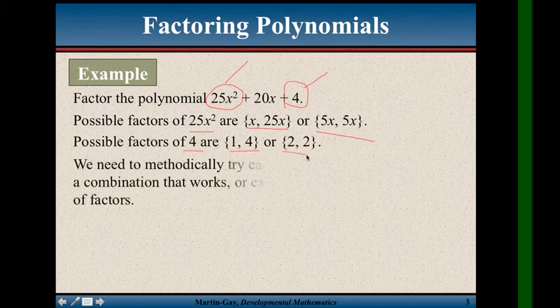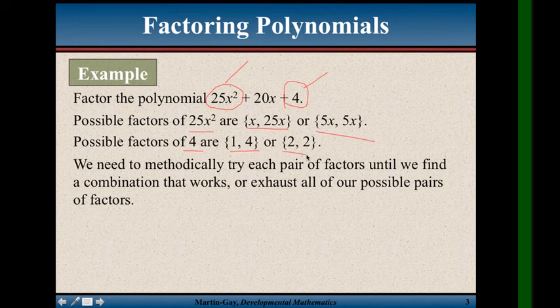Then we need to methodically try each pair of factors until we find the combination that works or exhaust all our possible pairs of factors. We will try combinations of these until we get this 20x. So what do you think is the answer? If we use 2 and 2 and 5x times 5x, are we going to get 20x? If I multiply 2 times 5 is 10 and 2 times 5 is 10, and 10 plus 10 is equal to 20. So I think we've got the right pair for this.